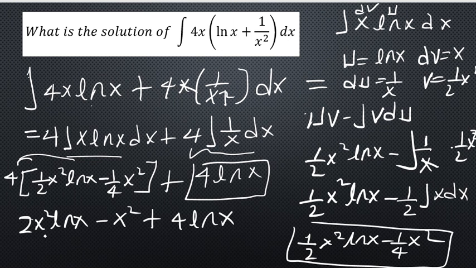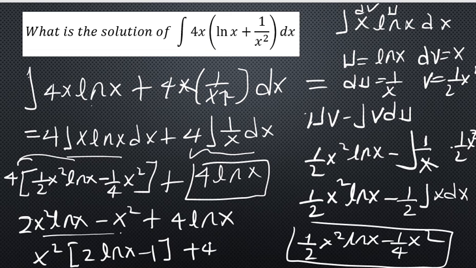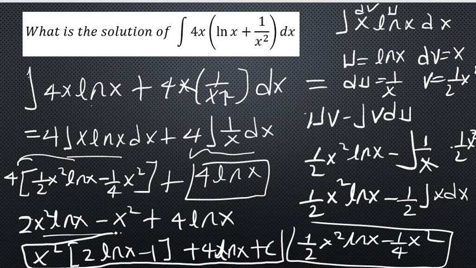Then we can take out a common factor here. The common factor is x squared. So what is left in the bracket? 2 ln x minus 1, plus 4 ln x, plus any constant. This is the last answer which is written in the choices. So this is the answer.